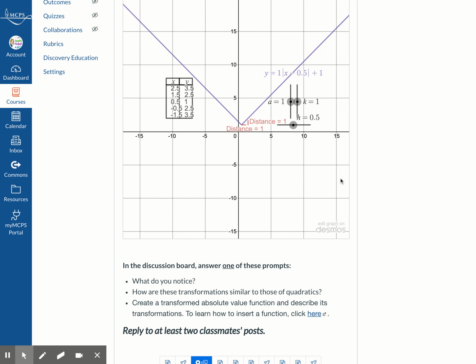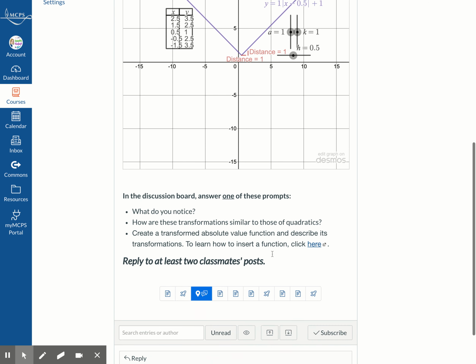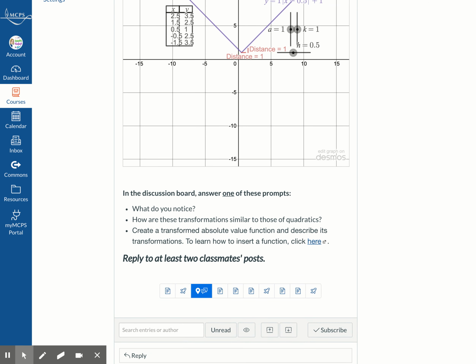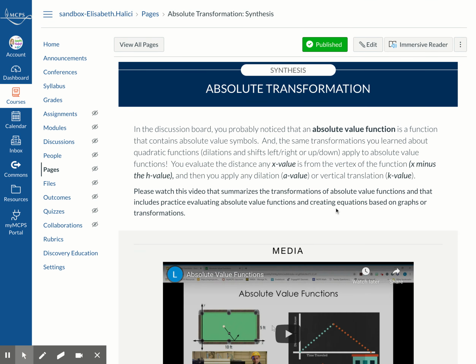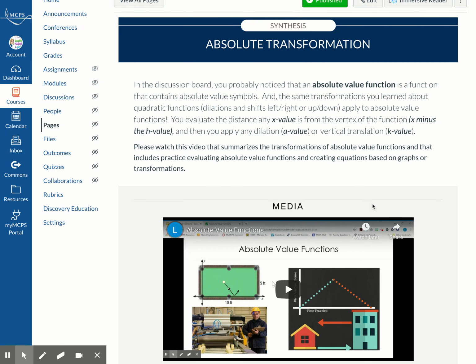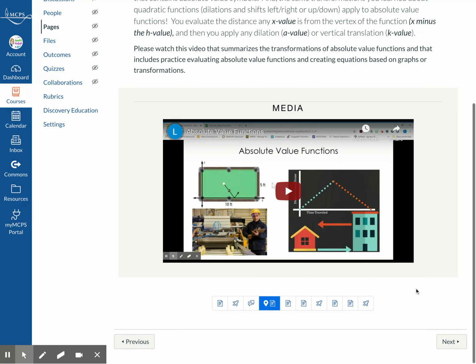To synthesize, students are asked to answer one of the prompts and are then asked to reply to two classmates. As students are learning more about other students' responses during the discussions, students are then asked to synthesize their learning by watching the provided video.